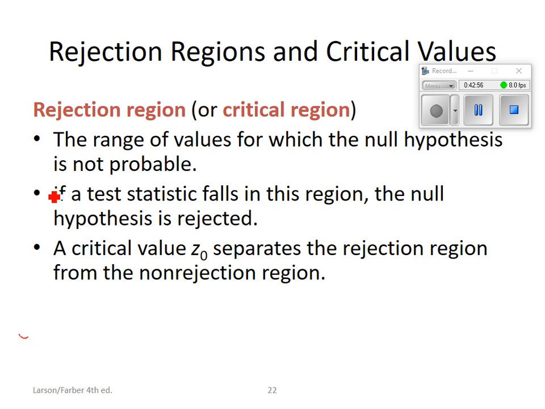Rejection regions. The range of values for which the null hypothesis is not probable. So again, we're looking at our curve and we're finding a rejection region here. And if our test statistic falls in that rejection region, then we're saying, hey, it's not probable that it should fall in that rejection region, so something's wrong here.